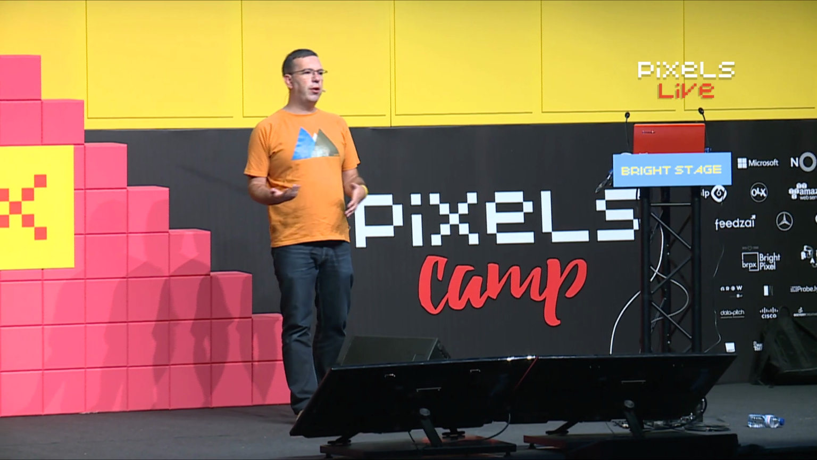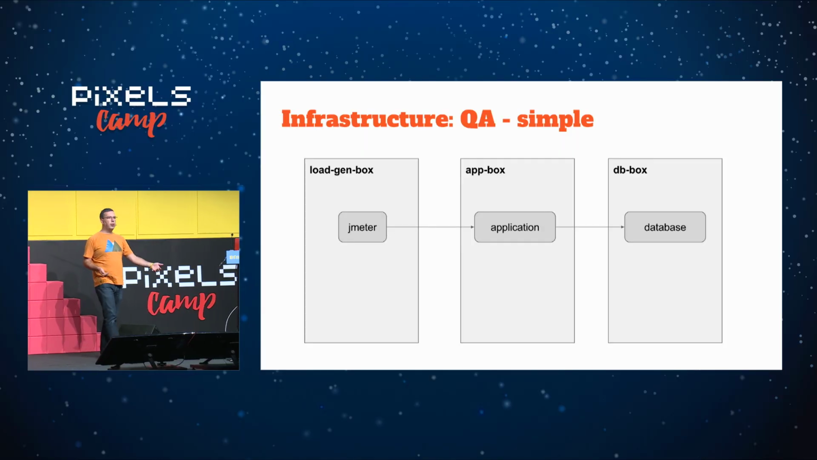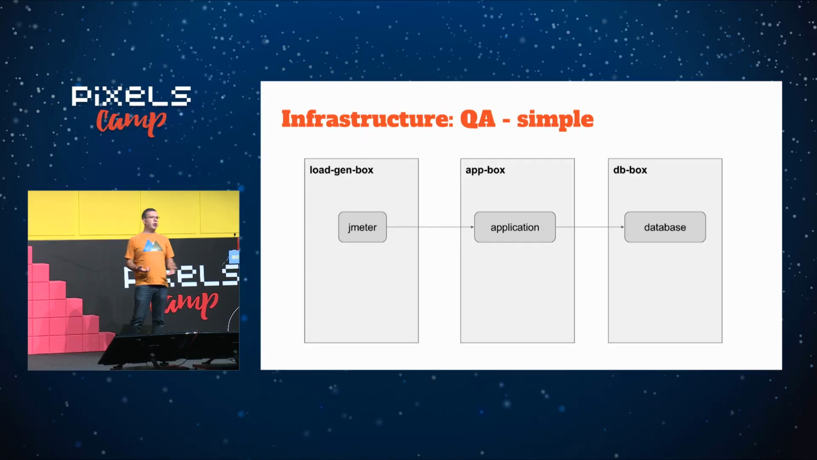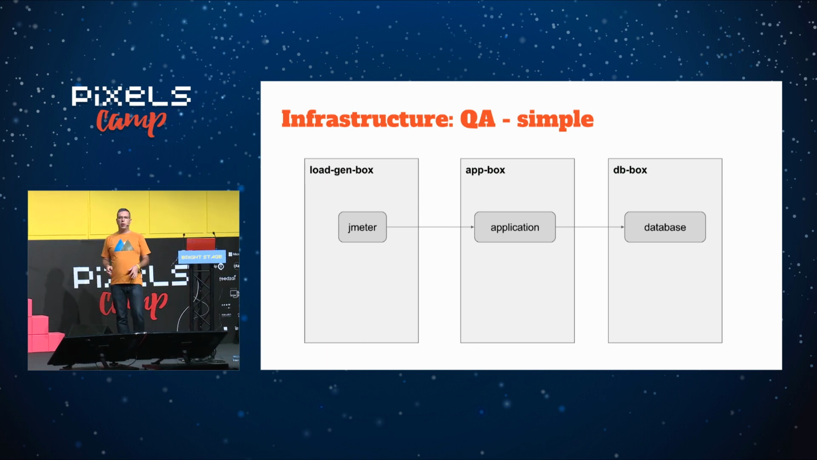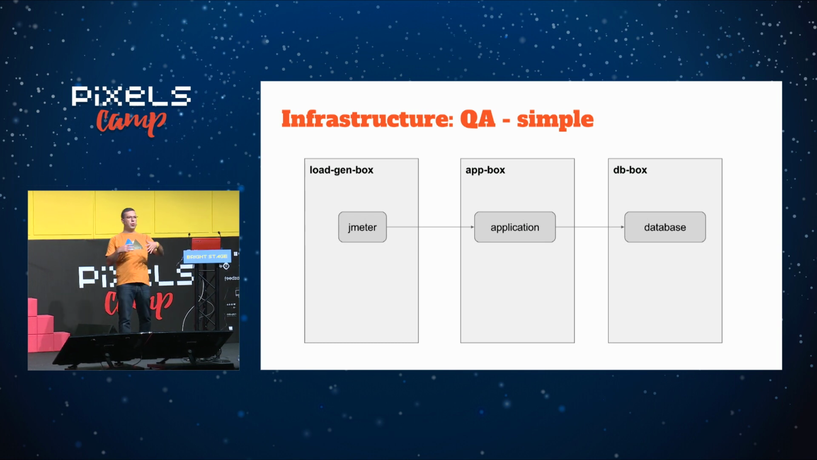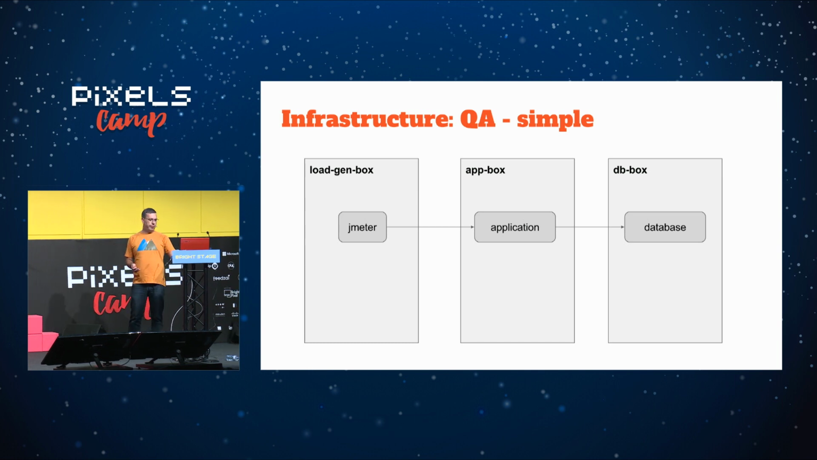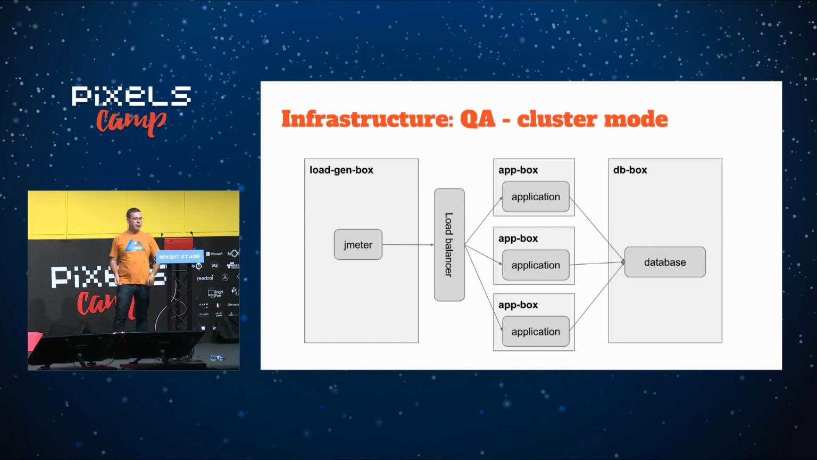Then if you want to run load tests on QA, you have to go to a more complex scenario where you have one box generating the load, another box running the application, and another box running the database. And this will allow you to test a scenario that is closer to the production scenario. But we can take it further, right?